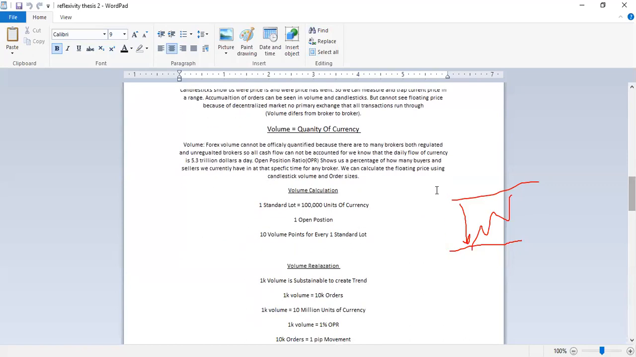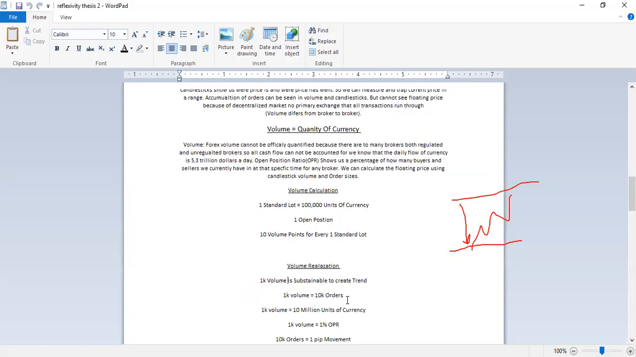So the volume calculation works this way. One standard lot is equal to 100,000 units of currency. So one standard lot is a 1.00. Okay, so basically you're trading 100,000 units of currency. One standard lot is equal to one open position. Okay, one standard lot is equal to 10 volume points for every one standard lot. So this is the volume realization. So 1K volume is what you want to be looking for. 1K volume is sustainable to create a true trend.